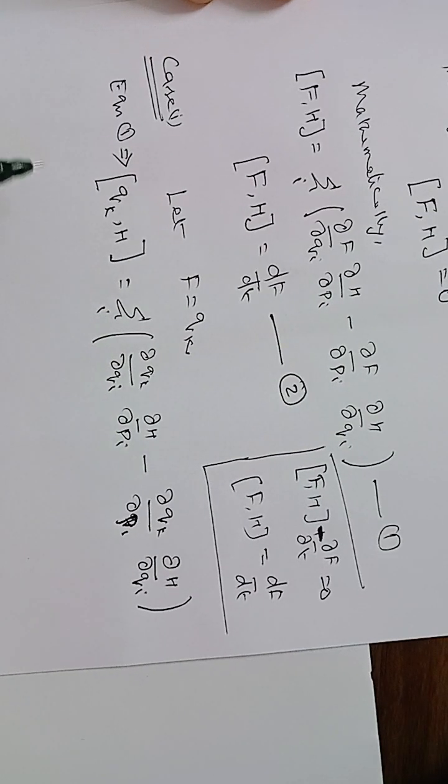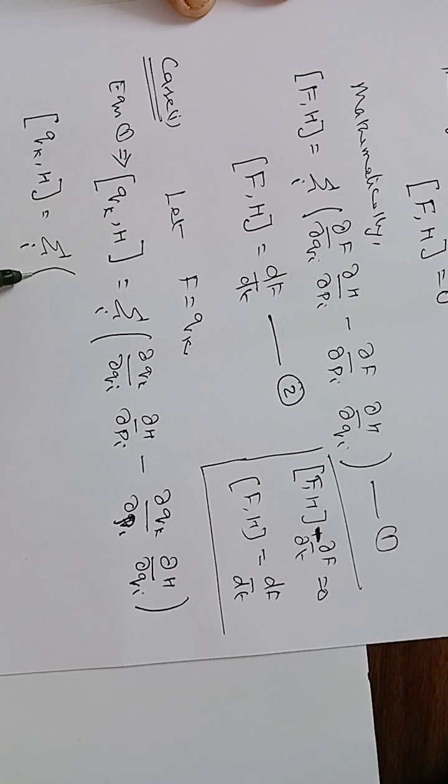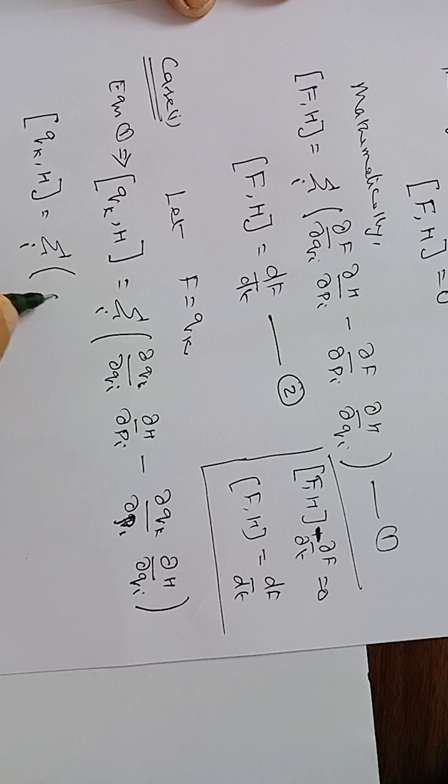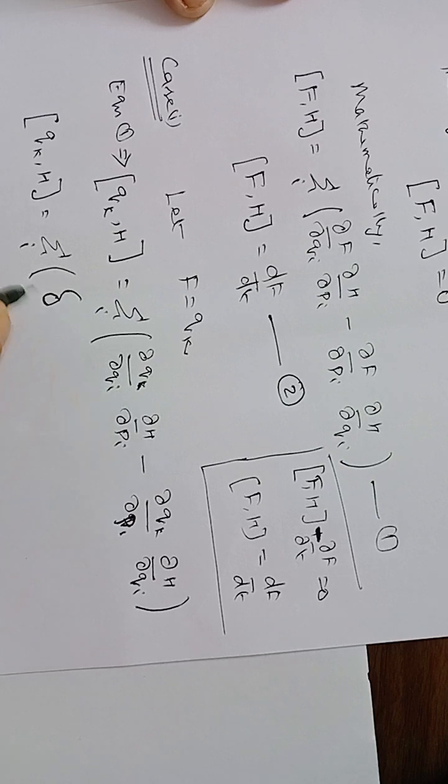Now you see, when we solve this, the bracket of qk comma H is equal to summation over i of, the partial derivative of qk with respect to qi is represented as delta, called the Kronecker function. Here the term is k, here the term is i, therefore delta ki. In the subscript you write delta ki, where this delta is called the Kronecker function. This is a new function name, you just remember it. This is the delta Kronecker function.